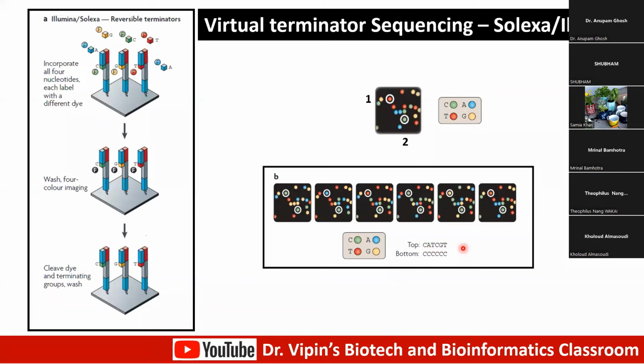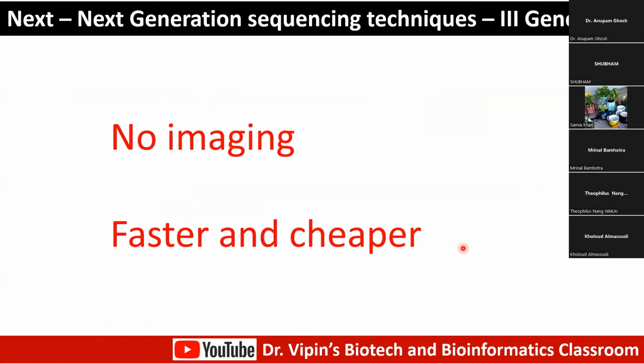And if you see the actual FASTQ file of Illumina sequence, you will see this term cycles. Cycles means how many nucleotides have been incorporated, right? So as many cycles you grow, as many nucleotides would be incorporated.